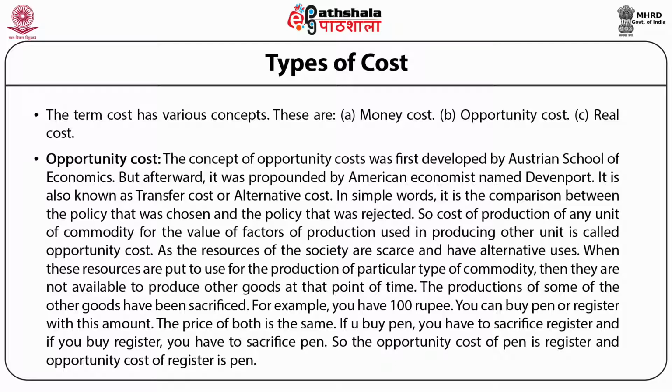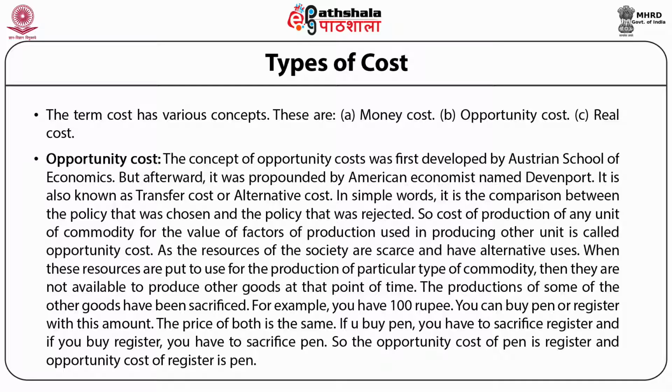As the resources of the society are scarce and have alternative uses, when these resources are put to use for the production of a particular type of commodity, then they are not available to produce other goods at that point of time. The production of some of the other goods has been sacrificed.